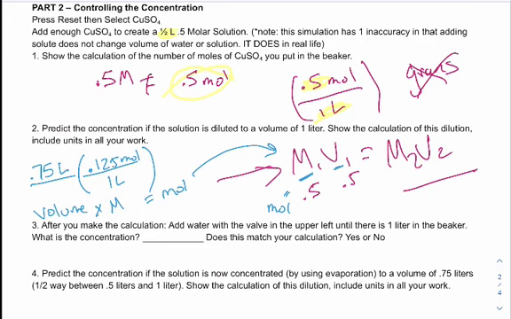So anytime you have a solution and you know the volume of it, if you want moles, just multiply them together. That's all you gotta do. Just make sure they're in liters also.